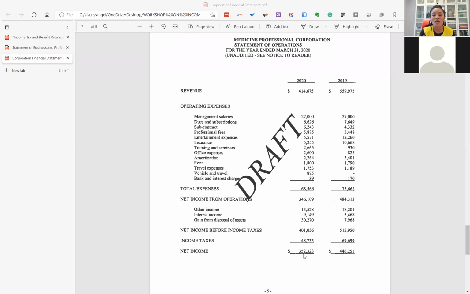And again, let's say in this example, management salary is being paid to a new partner, for example, that doesn't work in the corporation. Then it's appropriate to write this $27,000 back in as income to the payor. If the subcontractor fee is being paid to a friend that's not really providing any service, that amount needs to be added back in, so that the payor's income is grossed up for support purposes.